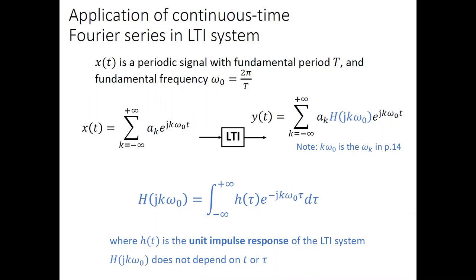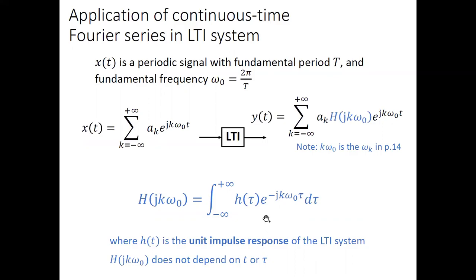y of t can also be written conveniently in a similar form to Fourier series, right? The Fourier series of y of t has the same variable part, exponential jk omega 0 t, where omega 0 is the common fundamental frequency of x and y. So from input to output, fundamental frequency does not change. And what changes is the coefficient: we multiply the coefficient ak of the input signal with an additional factor, capital H, which is related to k.